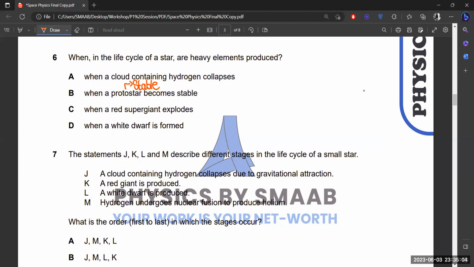So heavy elements are produced when a star is in an unstable form, or there will be some type of a blast or explosion over there, which happens when the star is going to be converted from stable state to unstable state. So that happens when a supergiant explodes.